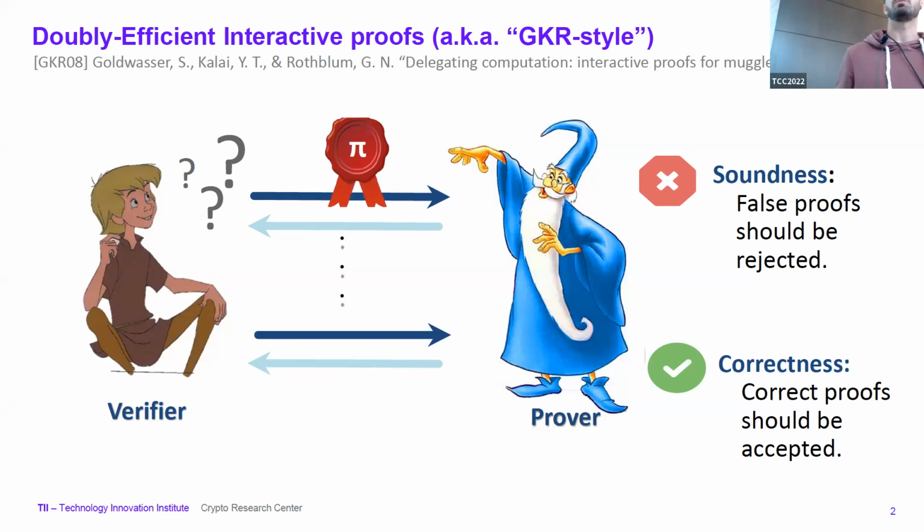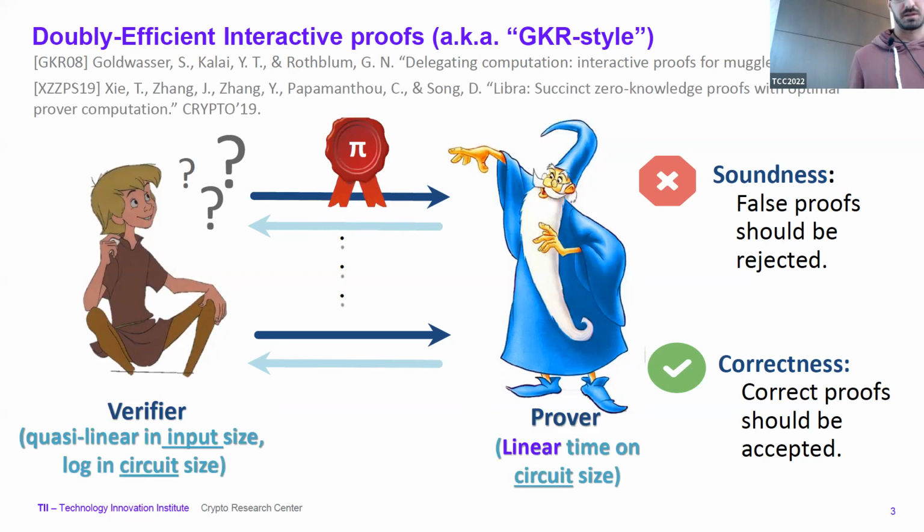So I expect everyone in the room to know what an interactive proof is, but maybe the term doubly efficient is not on top of everyone's head. With doubly efficient interactive proofs, I'm referring to these GKR style proofs. In particular, we have the prover be efficient. And furthermore, I'm going to abuse that name a little bit. Whenever I talk about a doubly efficient interactive proof, I'm going to refer to a proof where the prover is linear in the size of the circuit, as the state of the art, and the verifier is quasi-linear in input size and logarithmic in the circuit size.